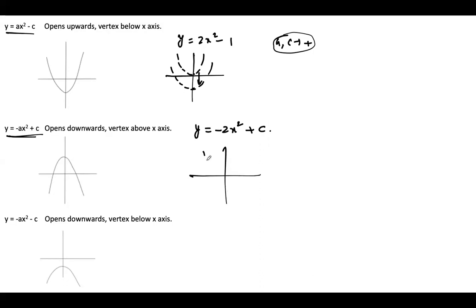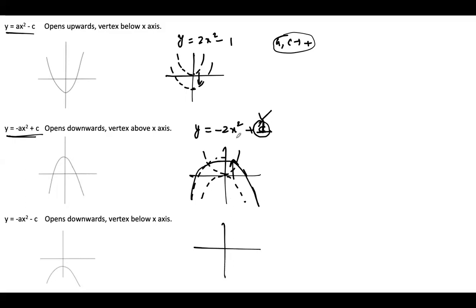So y is equal to 2x square. Minus 2x square would be this, downward. If we are adding something, let's say y is equal to minus 2x square plus 1, it shifts upward by 1 unit. This will be the graph.